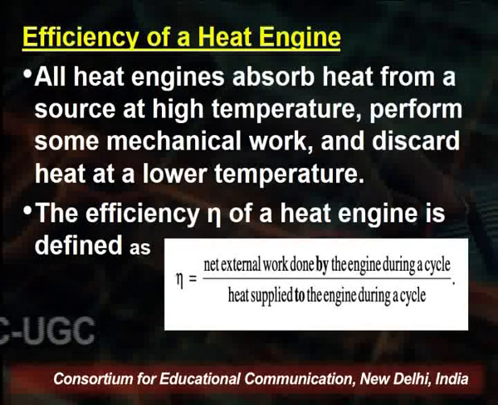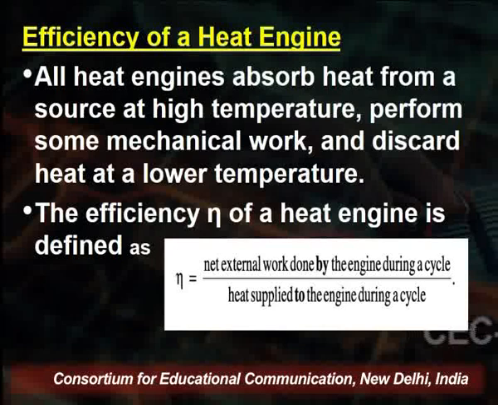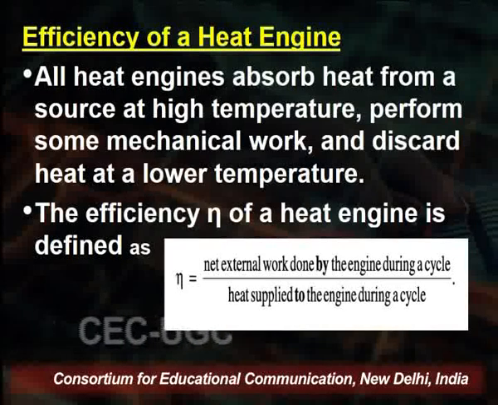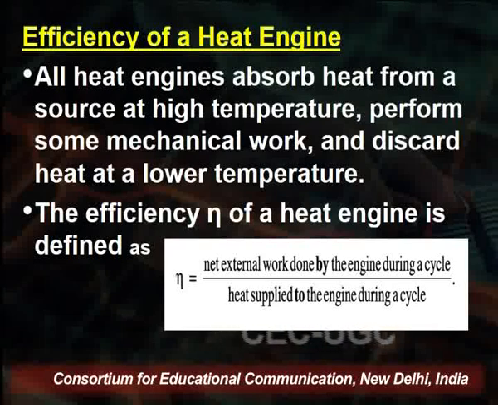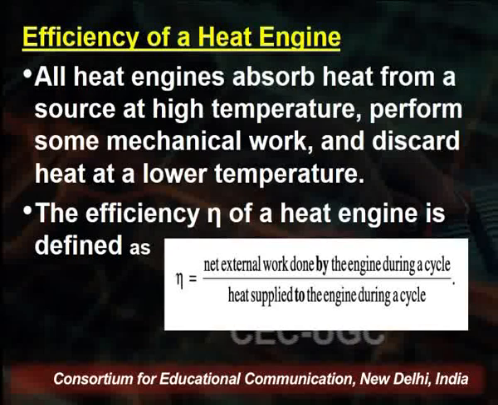Every machine has an efficiency of some kind to find out whether that machine is working properly or not. So, the efficiency of a heat engine is defined as follows. All heat engines absorb heat from a source at high temperature, perform some mechanical work, and discard heat at a lower temperature. The efficiency of a heat engine is denoted by eta, a Greek symbol, and it is defined as the ratio of the net external work done by the engine during one cycle to the heat supplied to the engine during a cycle.